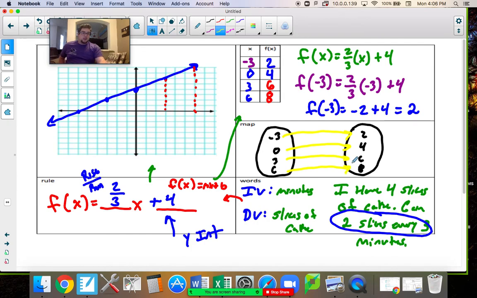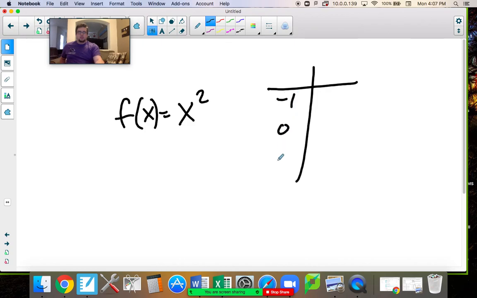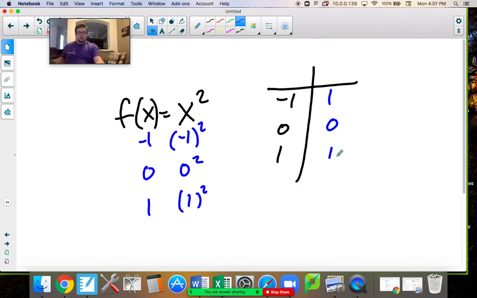So quadratic, just because I said I would do it, I'm just going to do real quick. Say, for instance, I had my function rule x squared. I had -1, 0, and 1 as my table. If I plug in -1, I get -1 squared, which is 1. I plug in 0, I get 0. I plug in 1, I get 1.